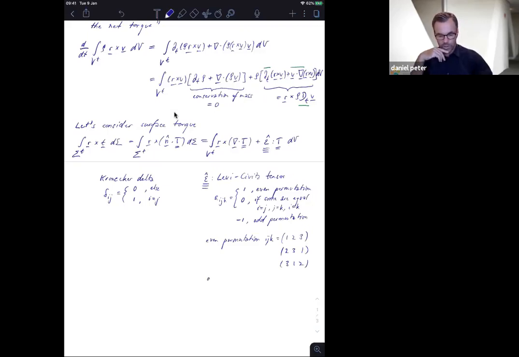An odd number of permutations would be, for example, ijk equal to 3, 2, 1, or 1, 3, 2, or 2, 1, 3. Those would be odd permutations.